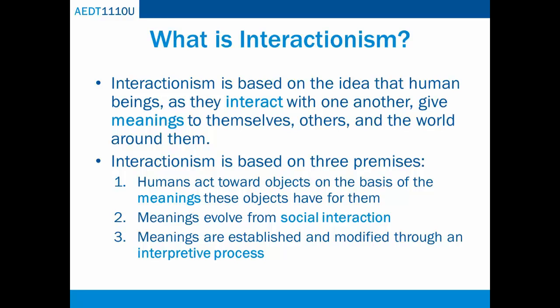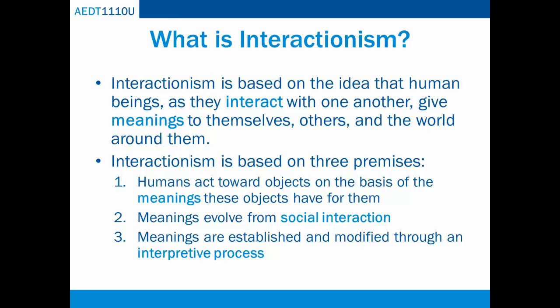Interactionism is based on the following premises. Humans act towards objects on the basis of the meaning these objects have for them. Meanings evolve from social interaction, and meanings are established and modified through an interpretive process. According to interactionist theory, our ability to reflect on our actions and relationships with others enables us to develop identity.